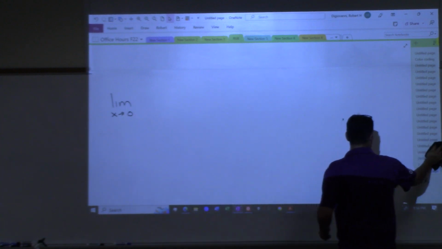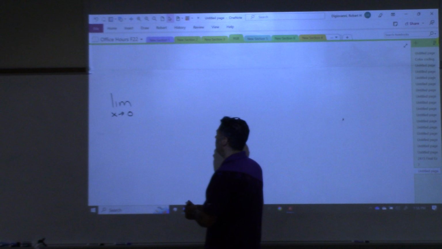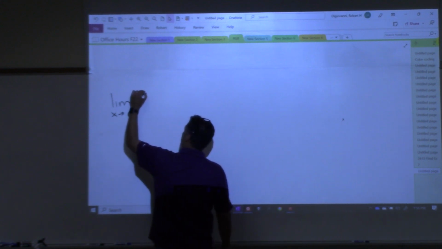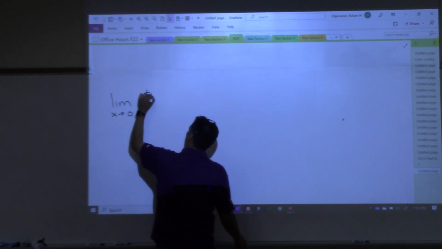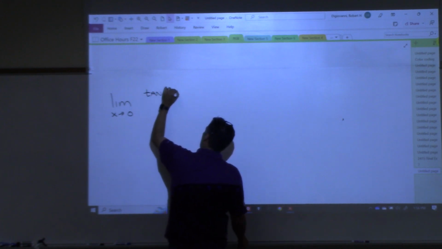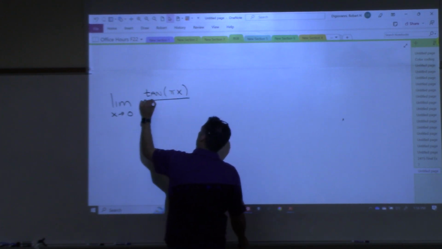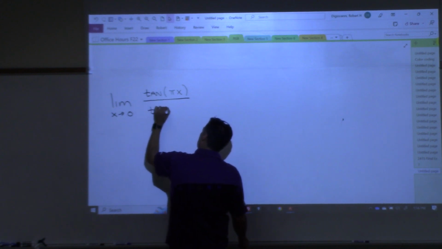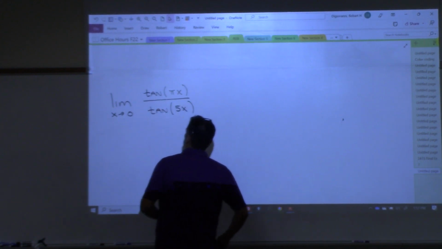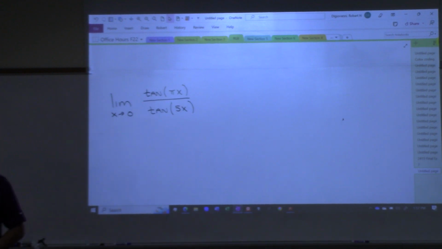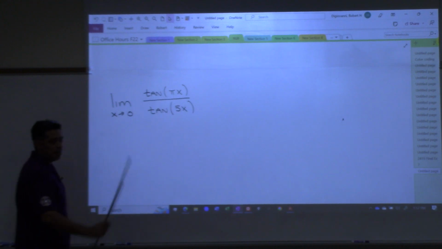One more. So let's do tangent of pi x over tangent of 5x on the bottom. x is going to 0. Now I won't give you anything. Let's just keep going. So what do we get when we let x go to 0 here? 0 over 0, right? So we've got to do some algebra.